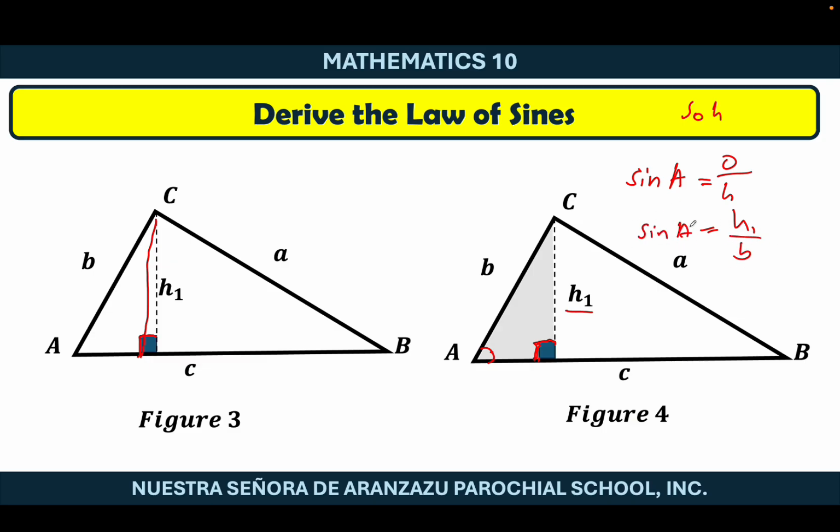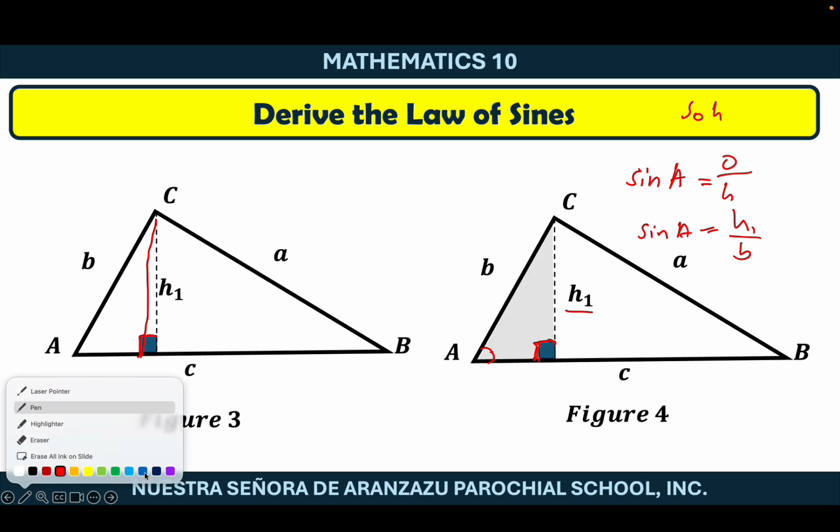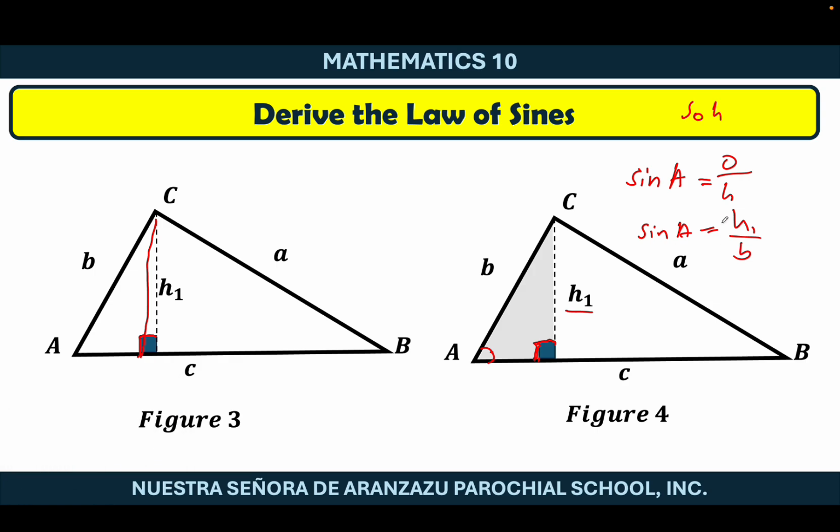Now, let us cross multiply this to isolate h sub 1. So we are going to have h sub 1 is equal to sine A times b. That will give you b sine A. So that is our first equation. Next.